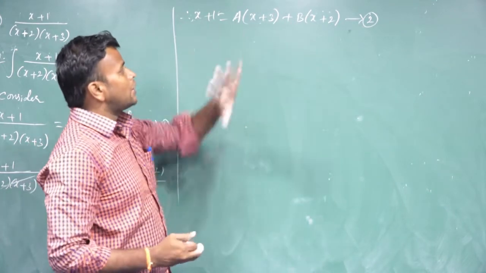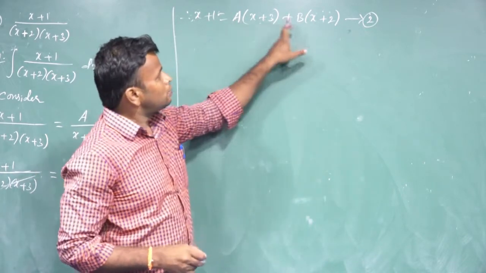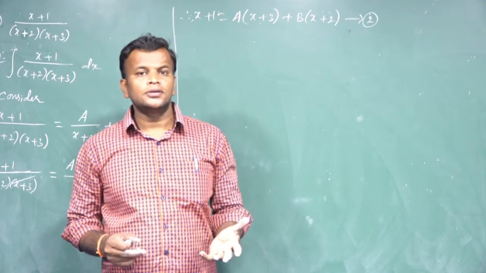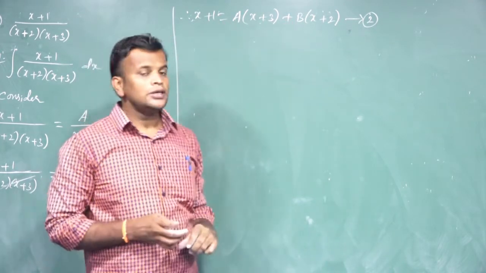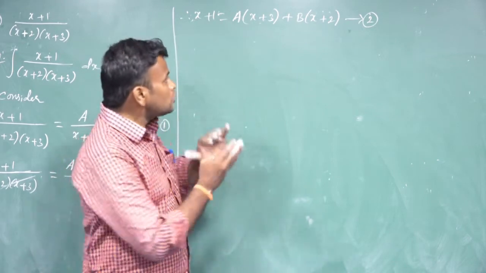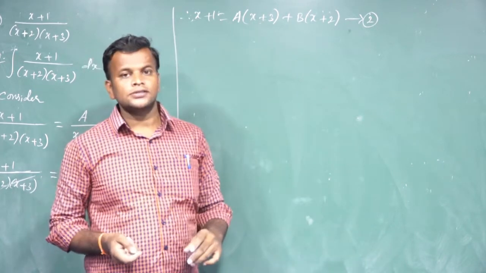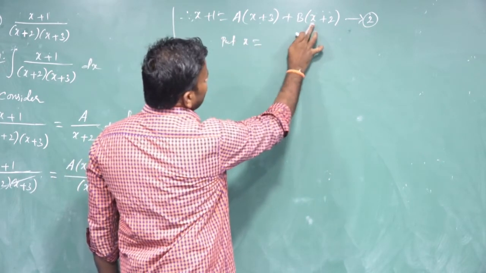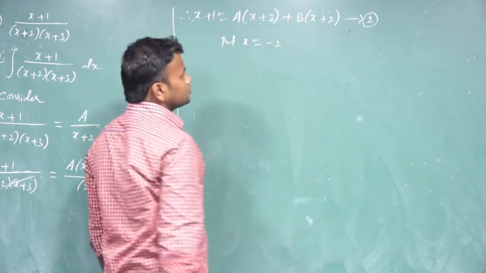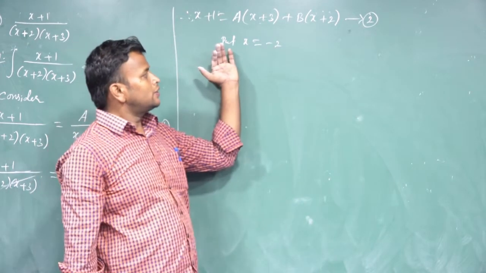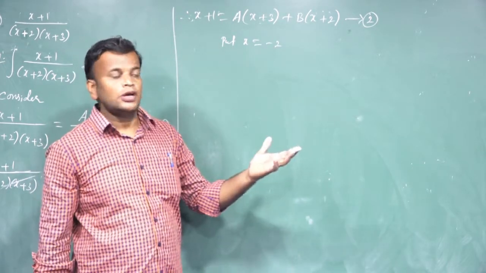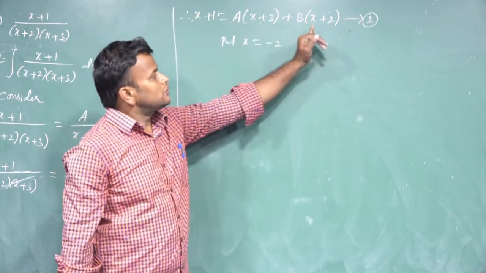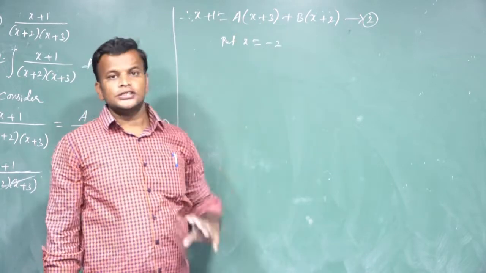Now we can replace x with any values. Here a, b, 2, 3, 1 are constants; x is a variable. We need the constants a and b, so it's your choice: we put a suitable value of x to find the constants. Suppose x plus 2 is there, so we use minus 2. Whenever x is there, we replace x by minus 2, because we need the constants a and b.